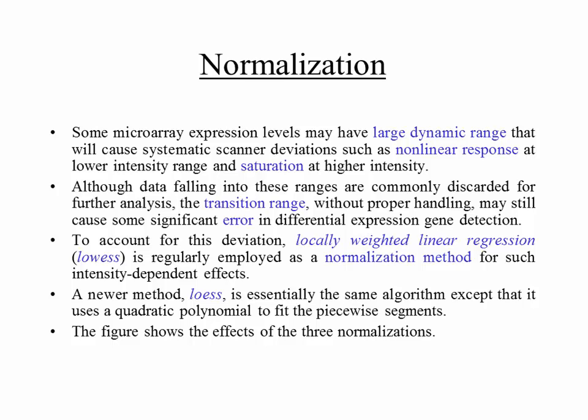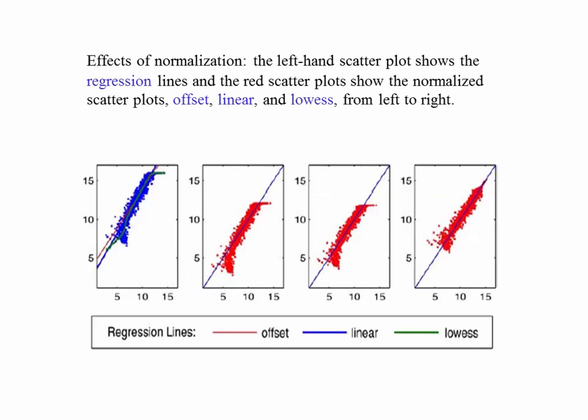So one of those methods is this locally weighted linear regression. It is regularly employed as a normalization method for such intensity-dependent effects. And then there is a newer method, but again, it's probably more than 10 years old, which is called LOESS. It's the same algorithm except that instead of a straight line, you're going to fit a quadratic polynomial across the piecewise segments, right? And the figure shows the effect of these three normalizations, right?